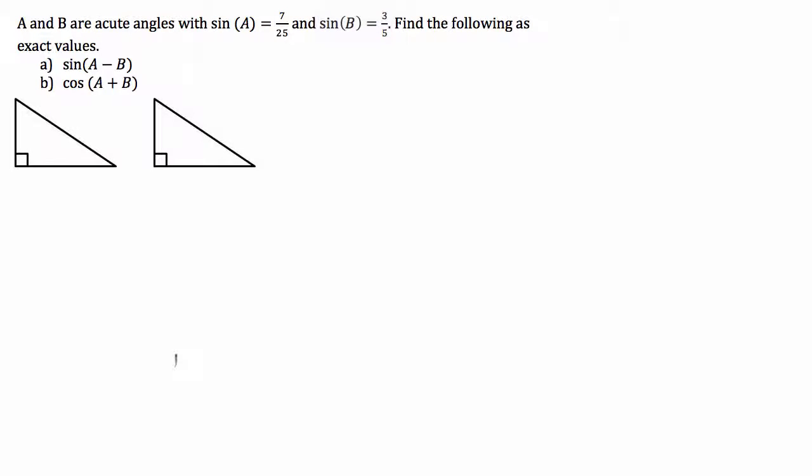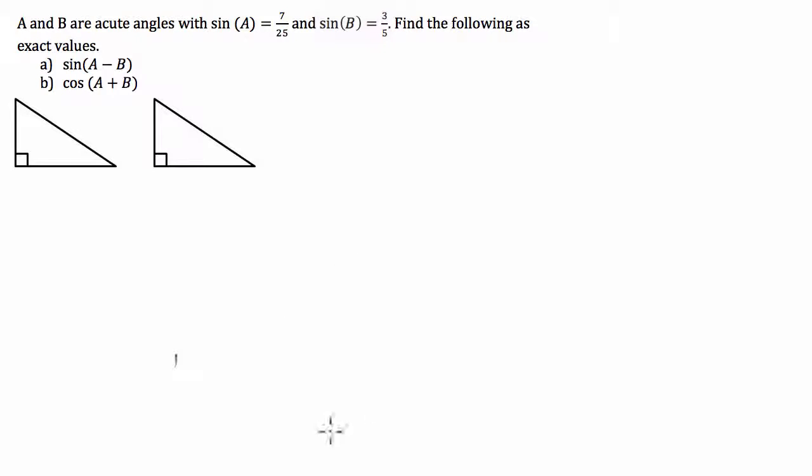Hi guys, today we've got some trigonometry problems which involve trigonometric identities of compounded angles. What we've been given is that A and B are acute angles with the sine of angle A equal to 7/25 and the sine of angle B equaling 3/5. Find the following as exact values: the sine of A take B and the cosine of A plus B.